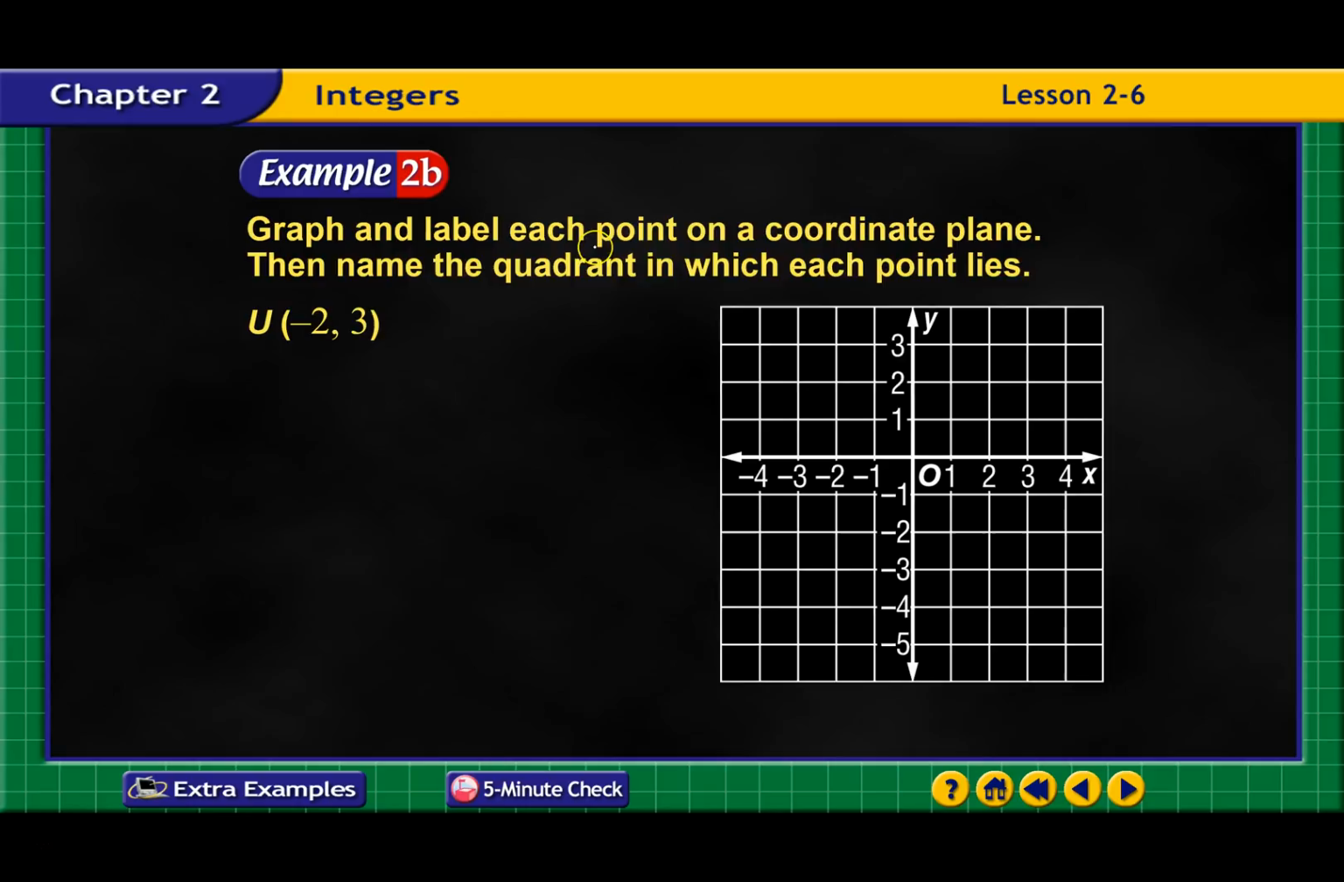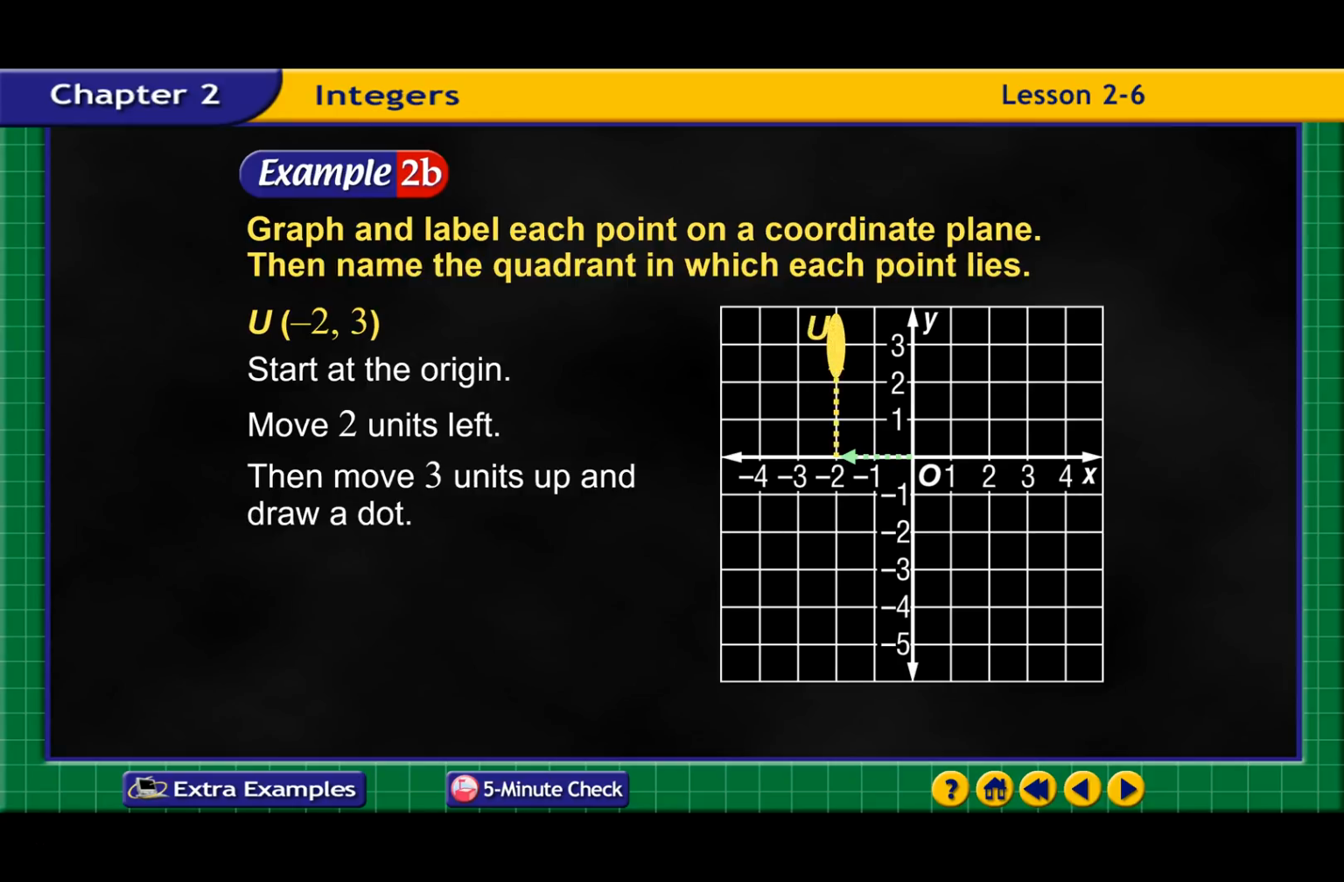All right, graph and label each point in the coordinate plane, then name the quadrant that the point lies in. So U means I'm going to start at the origin, move 2 units to the left, then we're going to go up 3 units. Coordinates, if I label them all out, is in quadrant 2. So your answer is actually going to be this, and then I'm going to have somewhere in there where it says quadrant 2.